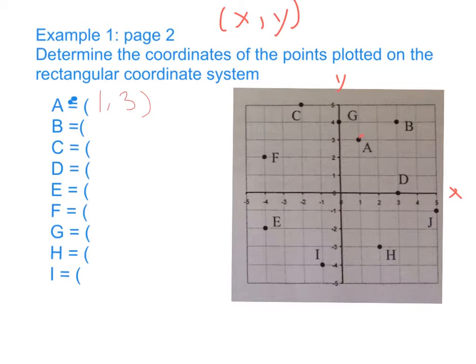Let's look at point B now. So here's point B. How do I know what the coordinates are for B? I'm going to look at what the x value is, so I'm going to go down to the x line. There it is. You see, the x value for point B is 3. And what's the y value going to be? I go across here, the y value is 4. So for point B, my coordinates are 3 and 4.